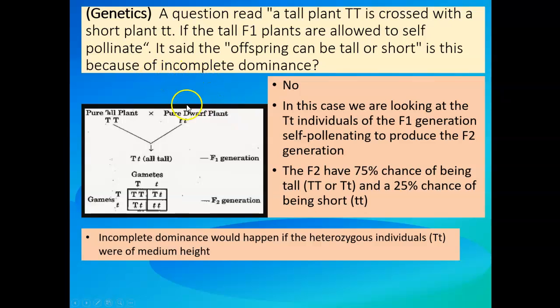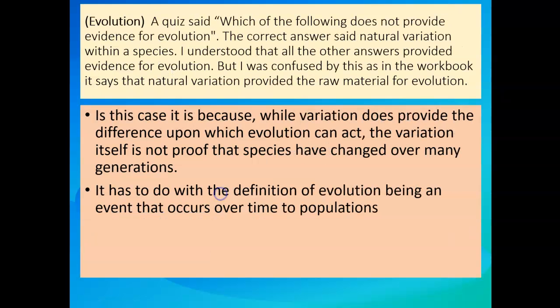In incomplete dominance, we would end up with 25% being tall, these heterozygous individuals being a medium height, because incomplete dominance is kind of a blend of the two, and then these being short. So because they tell us here that these are all tall, then we know that it's not incomplete dominance, it's normal Mendelian straight dominant-recessive traits.